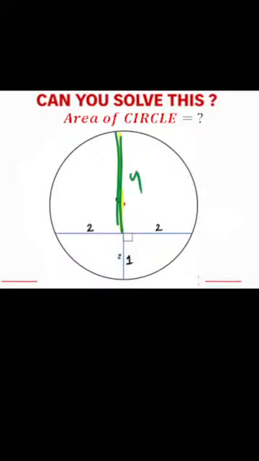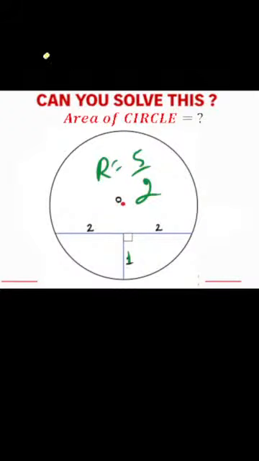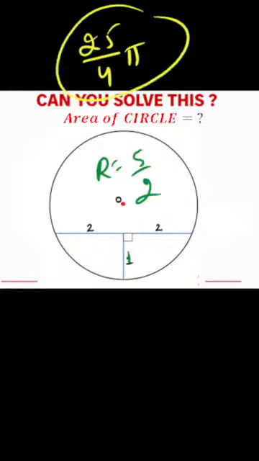So if this is 4 and this is 1, the entire length is going to be 4 plus 1, which is 5. So 5 is nothing but the diameter of the circle. If the diameter is 5, the radius is going to be 5 by 2. Once you have the radius, you can solve for the area easily. Pi into (5 by 2) square. 5 square is 25 and 2 square is 4. So 25 by 4 pi is the right answer.